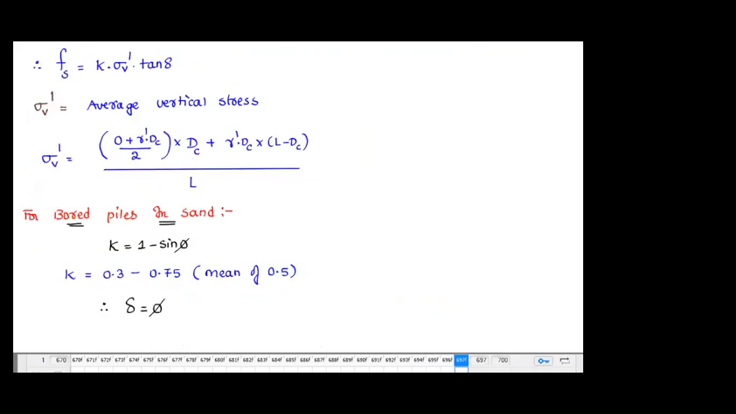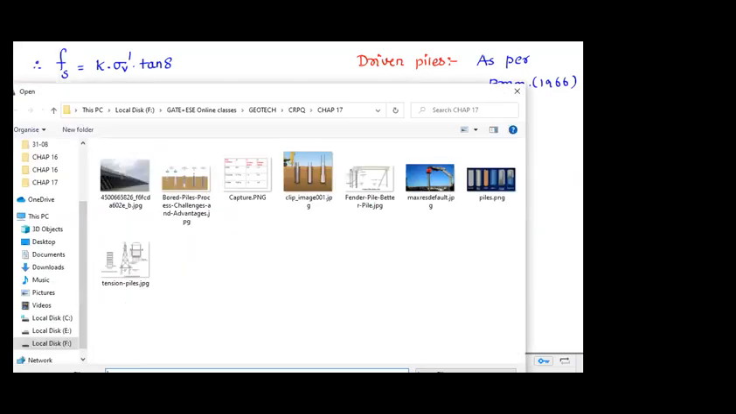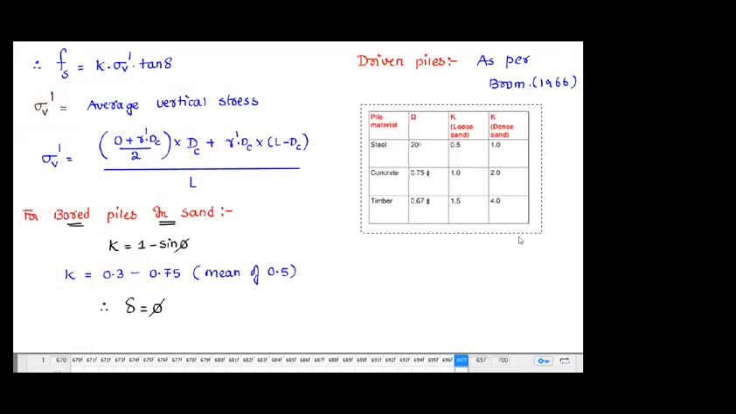But sir, what about for the driven piles? So for driven piles, as per Broms. Broms is a scientist who has given these values. For the driven piles, he gave the values in 1966 for various conditions, because the driven pile is made up of, yes, you please observe.